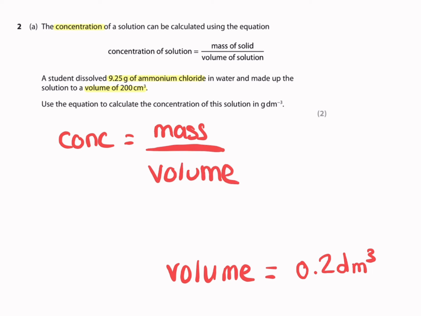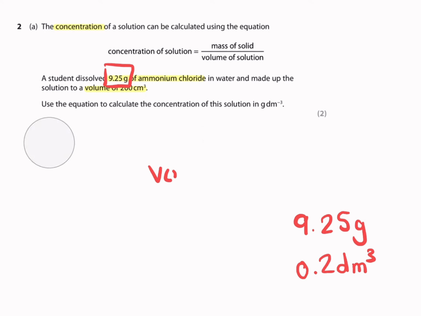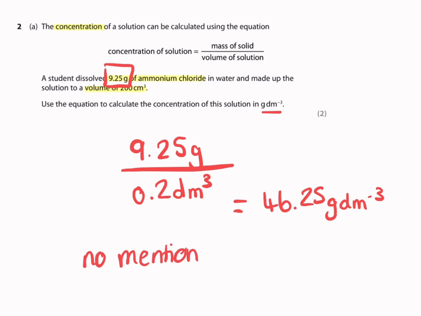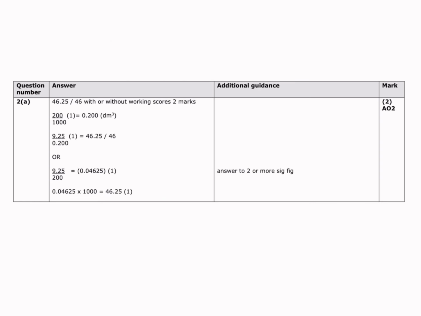We know that the equation is concentration equals mass divided by volume. We've just worked out the volume. We don't need to do anything with our mass because it's already in grams, 9.25 grams. So we can just put these numbers into a calculator. All we need to do is 9.25 divided by 0.2, which gives us a total of 46.25 grams per decimetre cubed. Double check that's the unit we're working with. There is no mention of any significant figures, so I would just go to 2 decimal places.